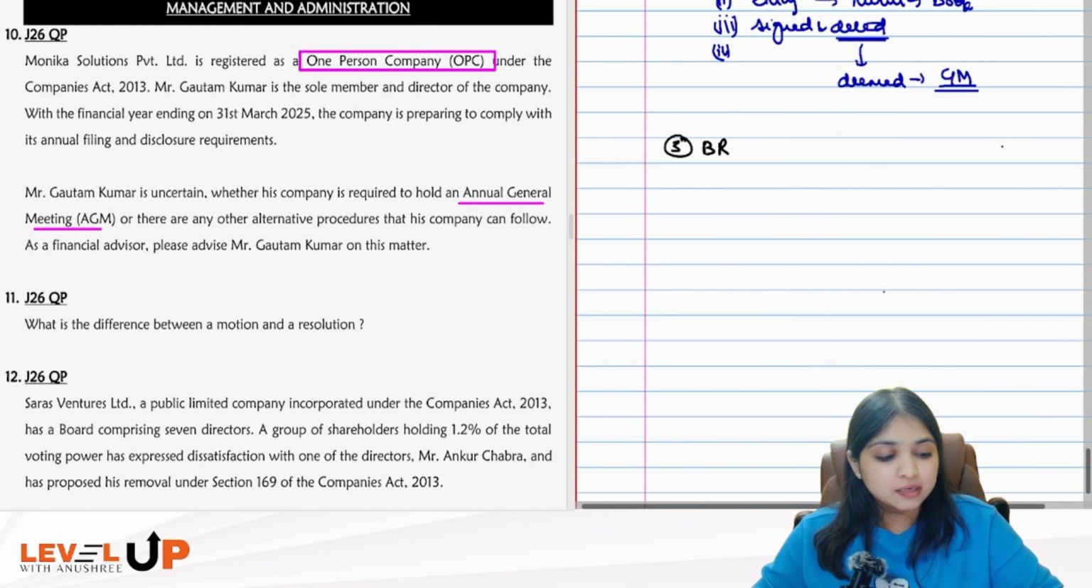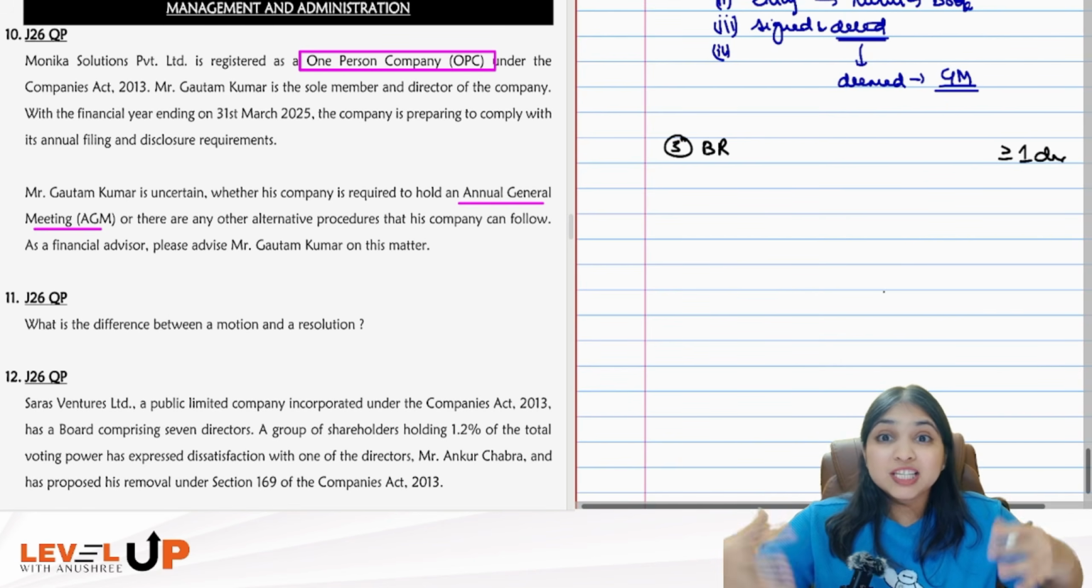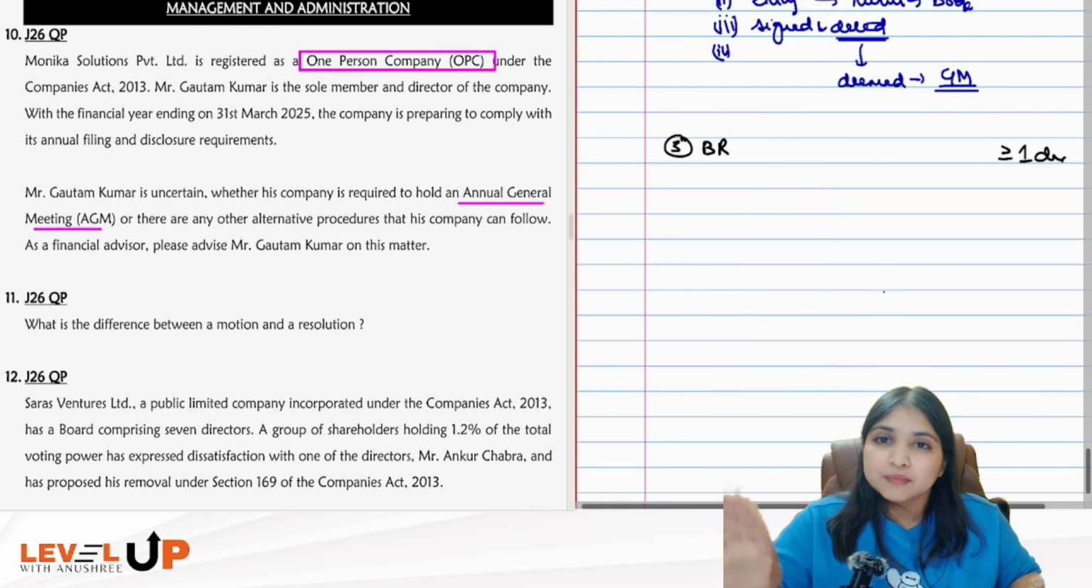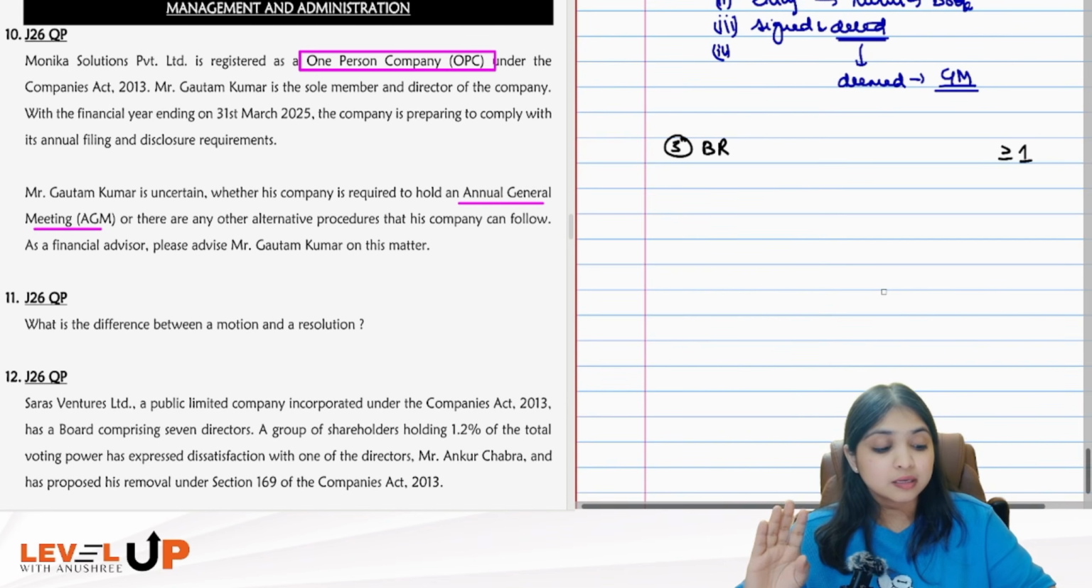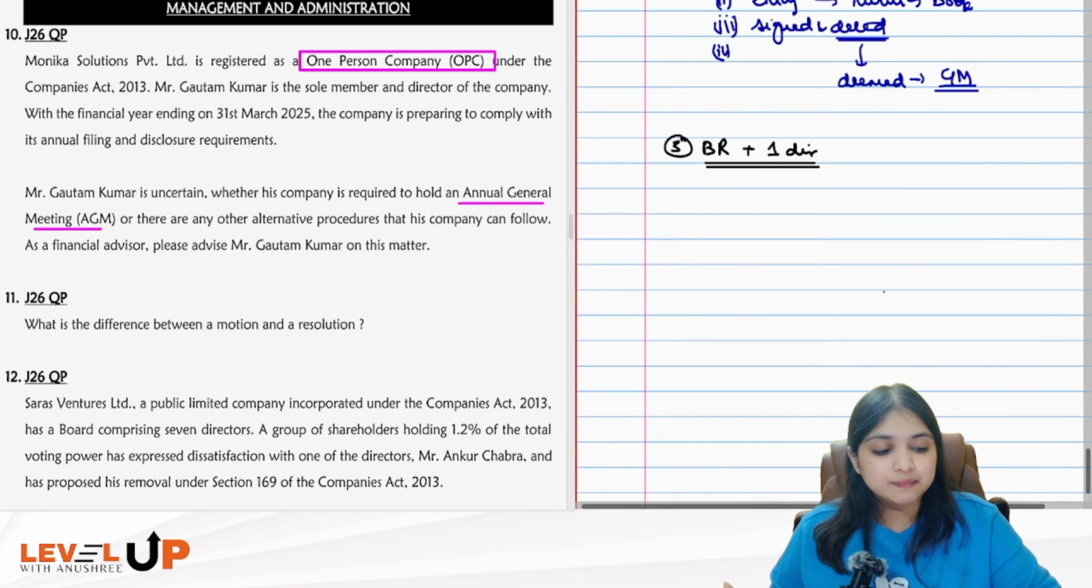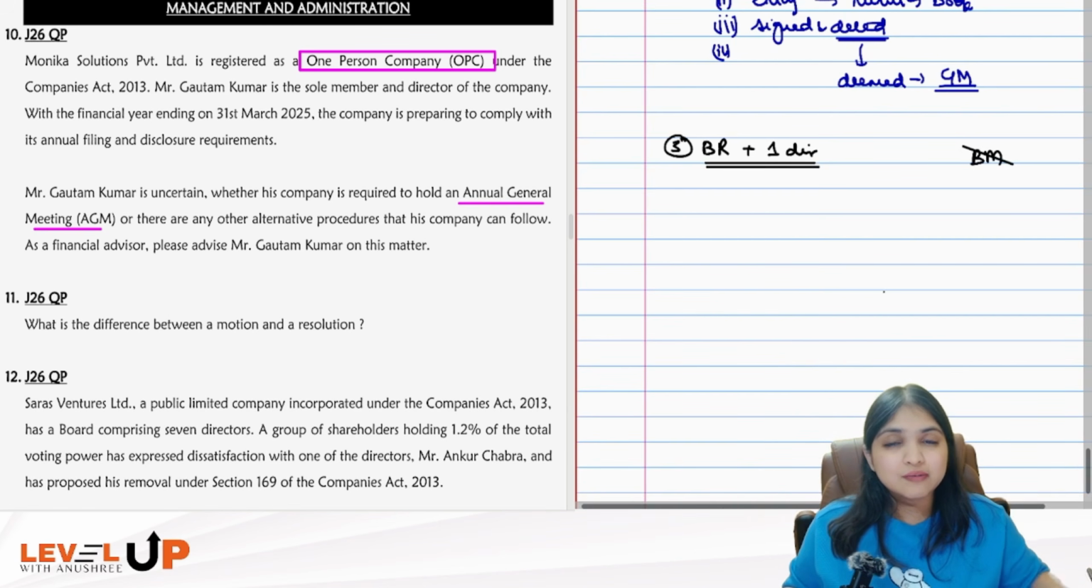Now see, a one person company has minimum one director. It can have more than one director also. If it has multiple directors, then a board meeting will be held. In that board meeting, board resolution will be passed. But what if in this one person company, there is only one director? Again, same thing. Board meetings and all will not be held then, because there is only one director. What meeting will he have with himself?